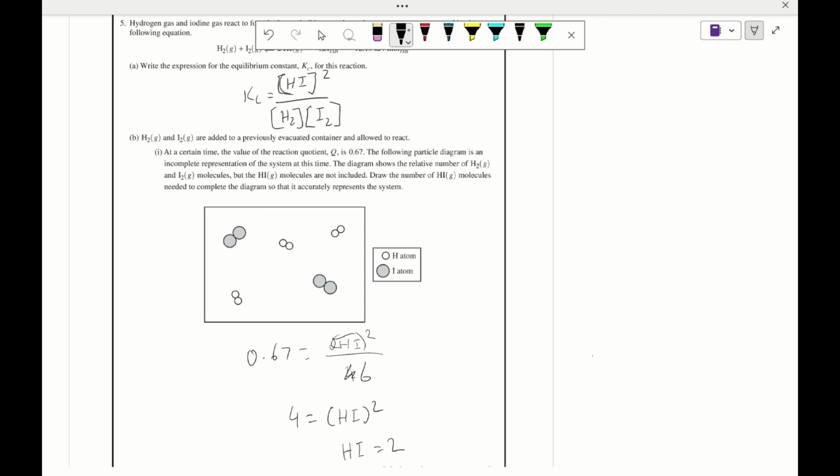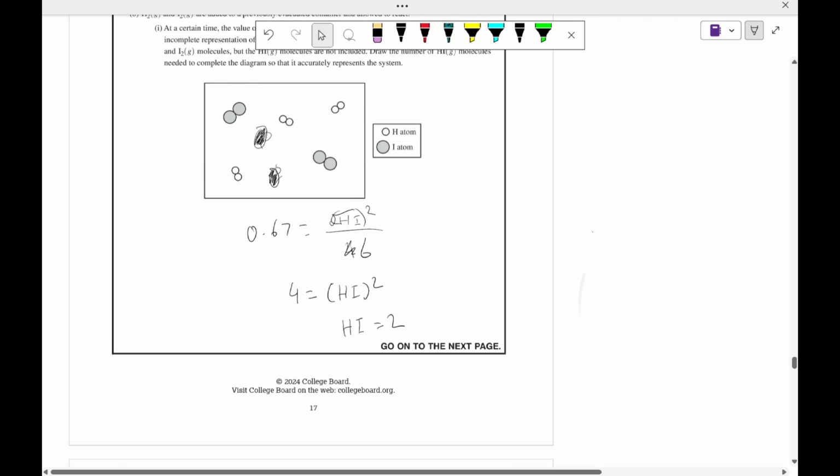So you just draw 2 of them, and then make sure you color in the iodine. Something like that.